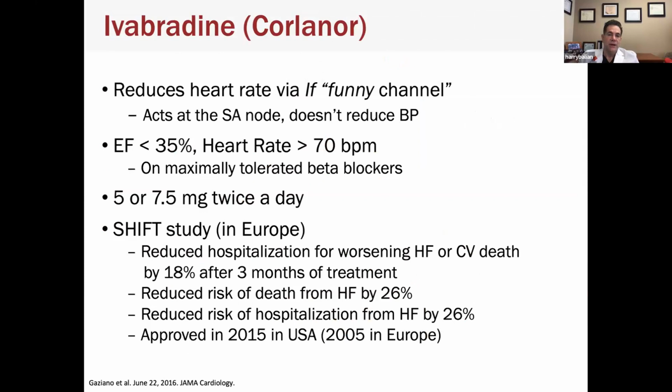Corlanor is the medication that works on that funny channel, the If channel, where it acts on the SA node and does not reduce blood pressure. If somebody has a low EF and is already normotensive to hypotensive at baseline, and is tachycardic, giving them Corlanor works well to reduce their heart rate without affecting their blood pressure. In the SHIFT study in Europe, there was reduced hospitalization for worsening heart failure or CV death in patients on Corlanor versus placebo.